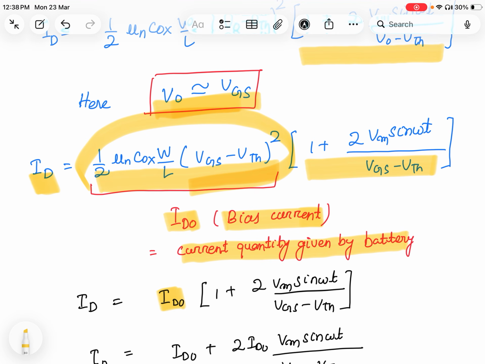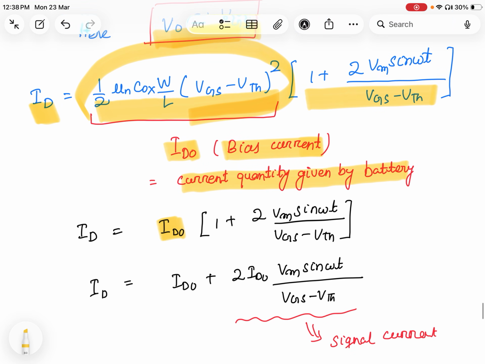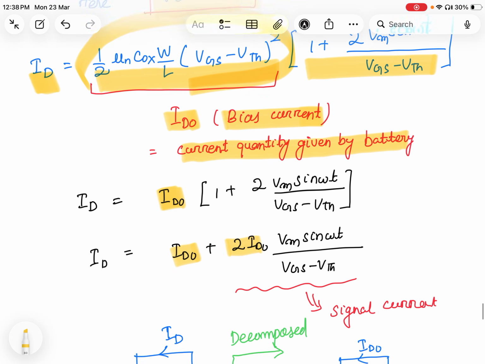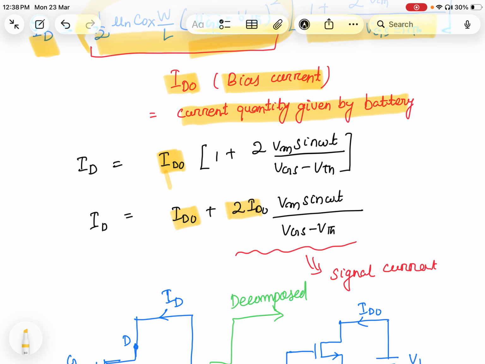Now if I write ID0 here, my drain current equation becomes ID equal to ID0 into 1 plus 2 into Vm sin omega t divided by VGS minus VTH. Then I just expanded that equation. So ID0 will go inside and multiply with each term. Now you can see this 2 into ID0 Vm sin omega t divided by VGS minus VTH is called the current due to the signal, due to the Vm sin omega t. So due to this Vm sin omega t, I got a current that is called signal current.